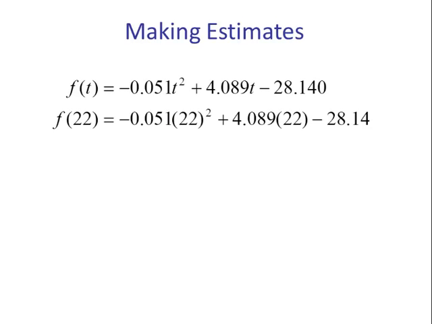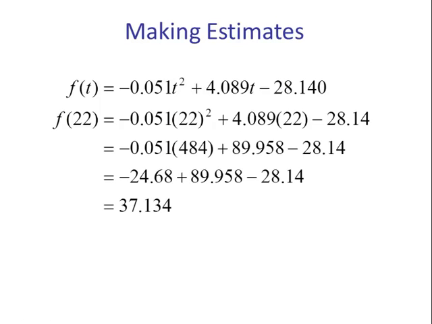To do this algebraically, we take the function. We want to know what is the value of f when t is 22. So we substitute 22 in for t. In this case we take 22 squared, multiply it by our value of a, plus 22 times our value of b, and then we subtract the value of c. And performing the arithmetic, we have 37.134, just as the calculator told us.